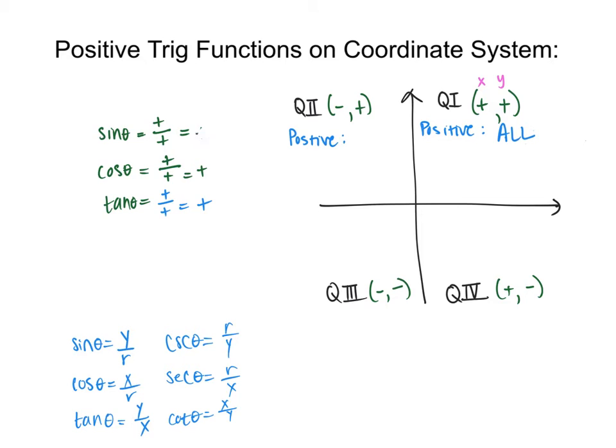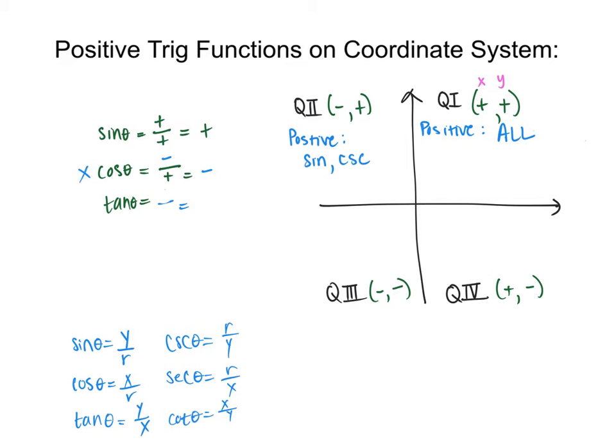So remember, the radius is always going to be positive. So maybe I'll erase these. I'm not going to erase the radius. So with this one here, sine is going to be the y value, which is a positive. Oh, well, in that case, sine will be a positive. So sine works. And so that also means that cosecant works, since cosecant is a reciprocal. But cosine in this case is a negative. Well, negative divided by a positive is going to be a negative.